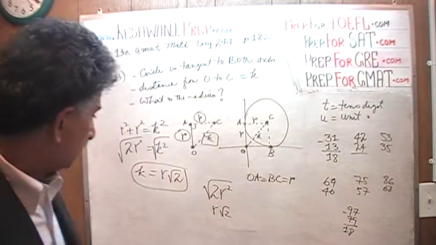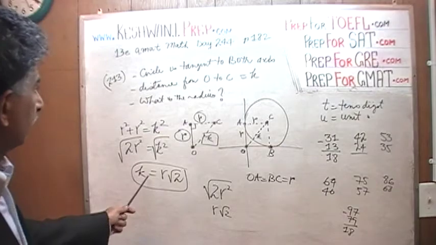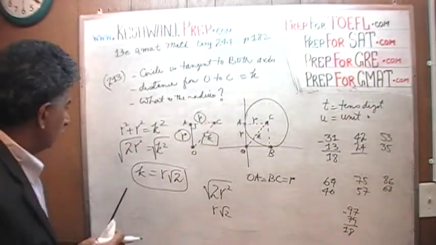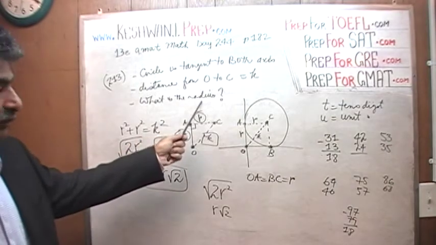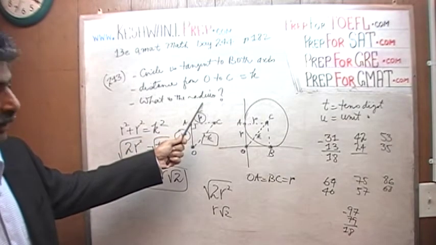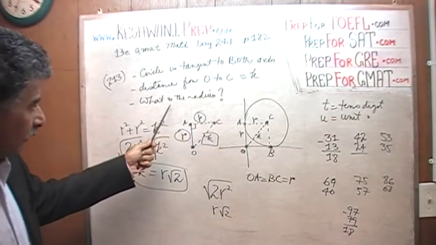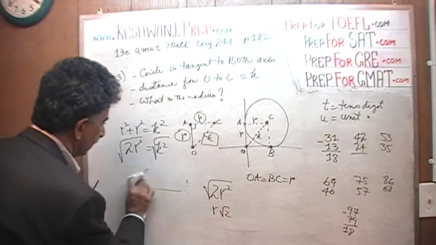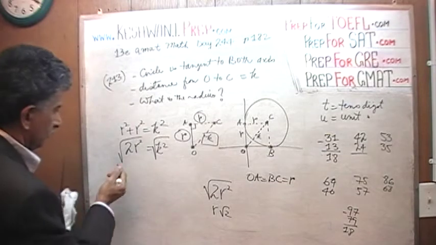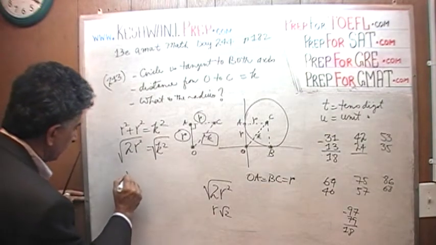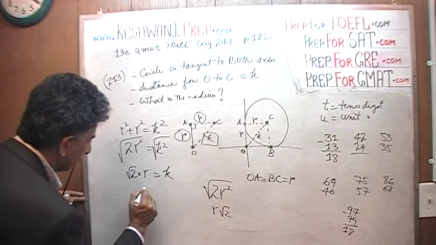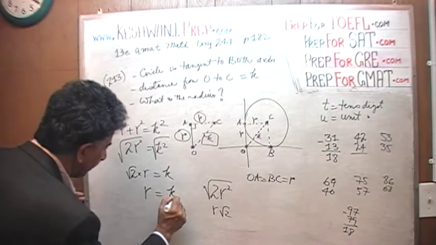Wait, we're not solving for K, we have to solve for r. The question is not what is K in terms of r, the question is what is the radius in terms of K. So we have to solve for r. Nothing is going to change. When we take the square root, this will become root 2 times r, and this will become K. And therefore r will be K over root 2.